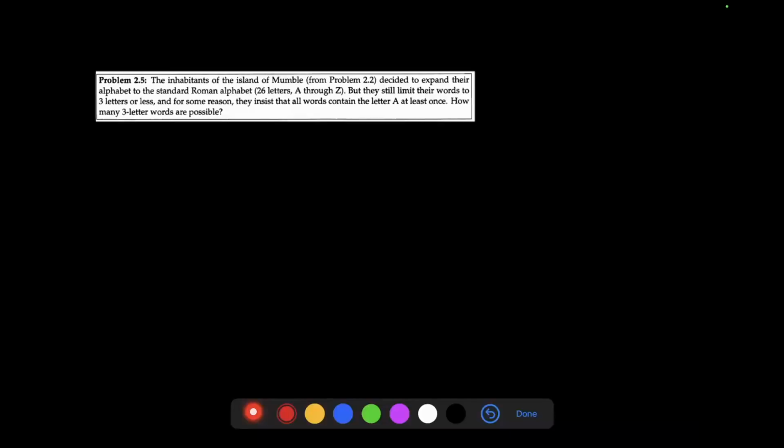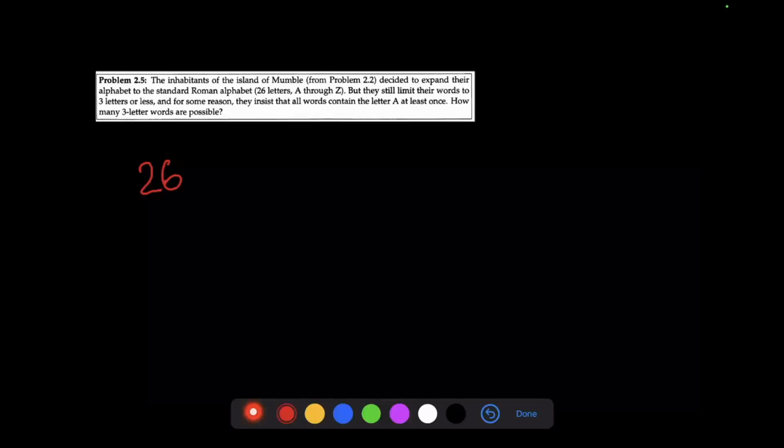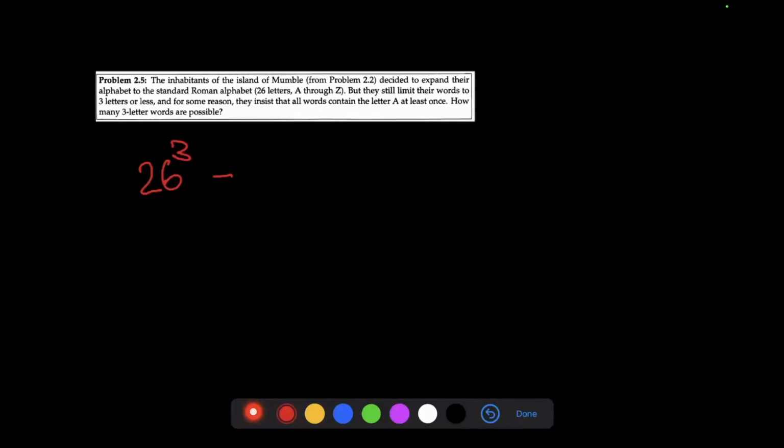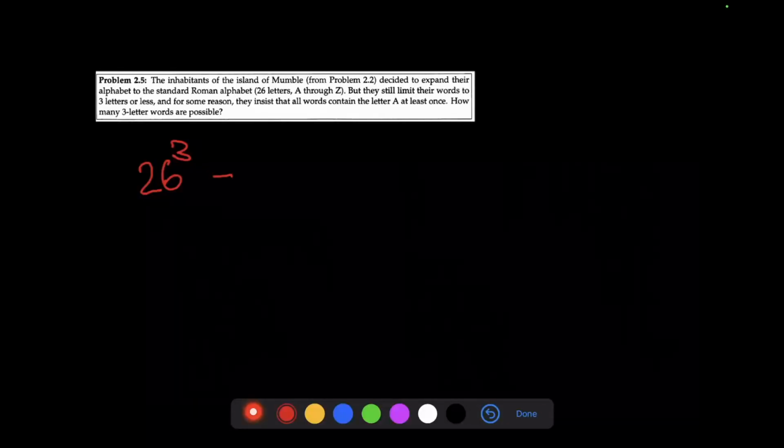How many ways can we have a 3-letter word? And then we just take away whichever ones don't have any A's. So you get 26 cubed 3-letter words, minus how many ways can I have no A's? Well, each of them has 25 options because all of them accept A's, so you get 25 cubed subtracted.